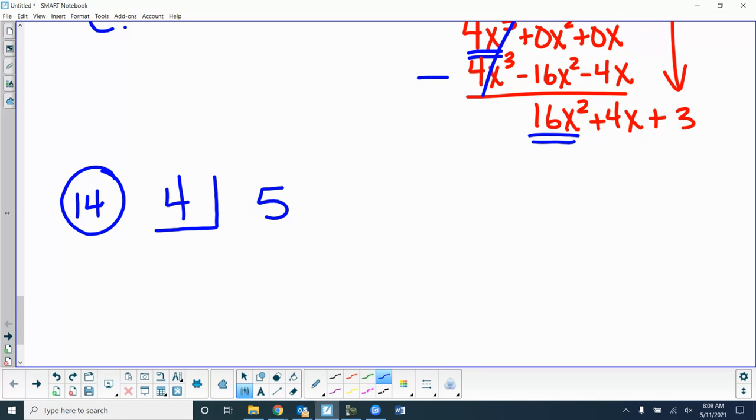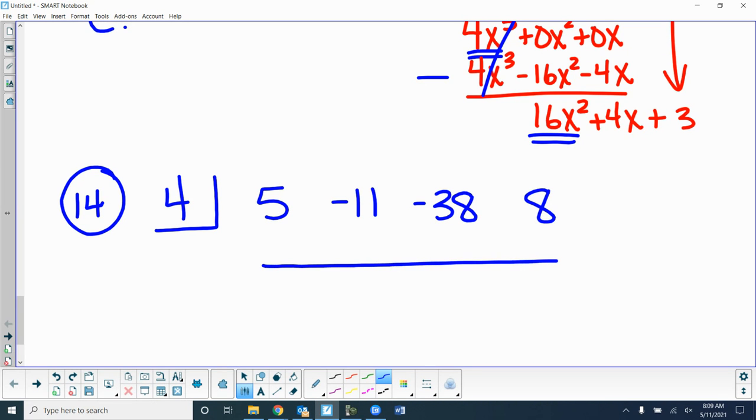We have negative 11x squared, so we put negative 11. We have a negative 38x, so negative 38, and then the plus 8. I didn't have to add any zeros. Okay, we make a line, we leave a little space. We drop the 5, the first one, underneath. Okay, and then I multiply 4 times the 5 and put 20 above the line under the next number.